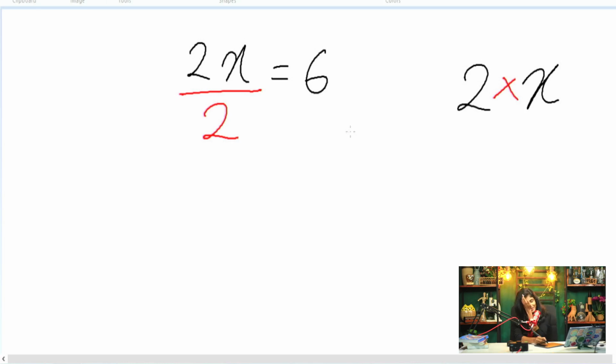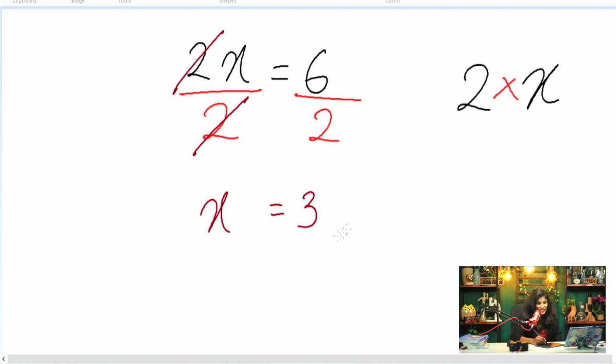Then 2 and 2 will cancel out. But this is an equation, no? This is a really important point in solving equation questions. If we do something to one side of the equation, you must do the same thing to the other side also. That means you can't do anything to the right hand side only or the left hand side only. You have to do the same thing to both sides. As I have divided the left hand side by 2, I have to divide the right hand side also by 2. Now this 2 and this 2 will cancel out, and only x remains on your left hand side. Now 6 divided by 2, very easy, no? The answer is 3. x equals 3. That's it.